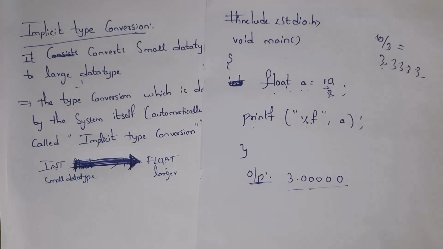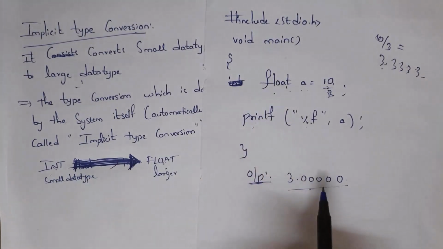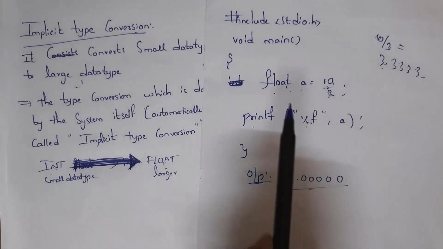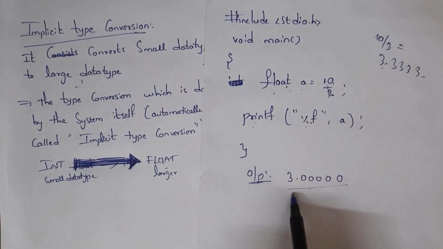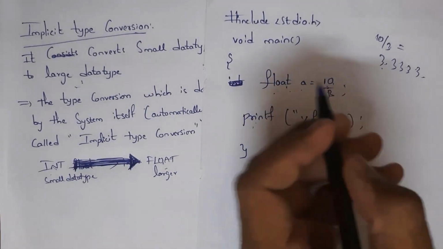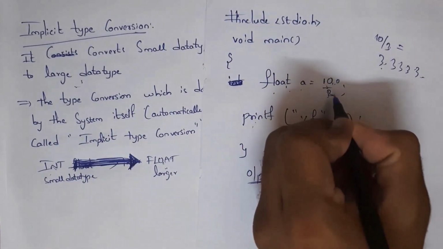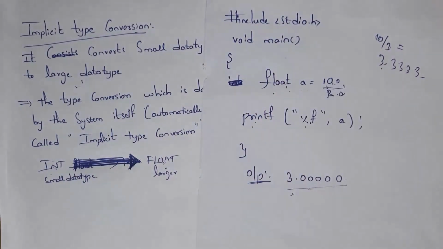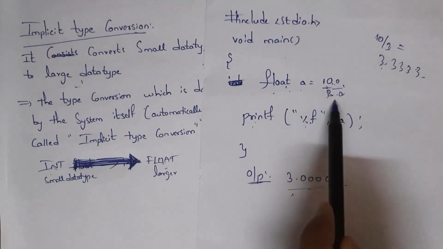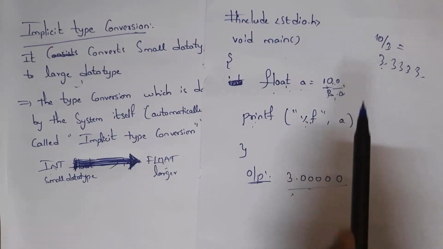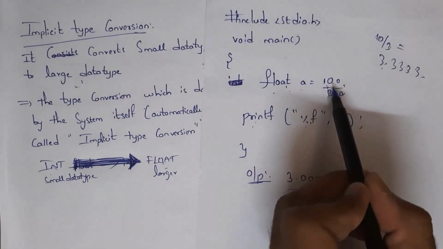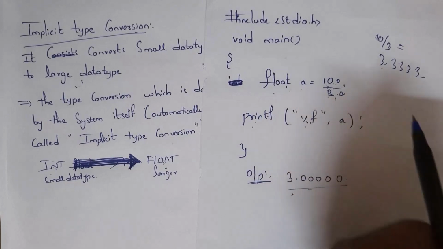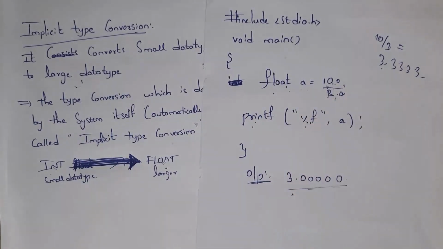In explicit type conversion, converting one data type to another is not done by the system automatically. So here the system is unable to convert this integer value to a float value, so I got the wrong output. For example, if in place of 10 you give 10.0 and in place of 3 you give 3.0, then you will get the output as 3.333. So the user should manually correct it. Here I manually changed the value 10 to 10.0 and 3 to 3.0. This is known as explicit type conversion.